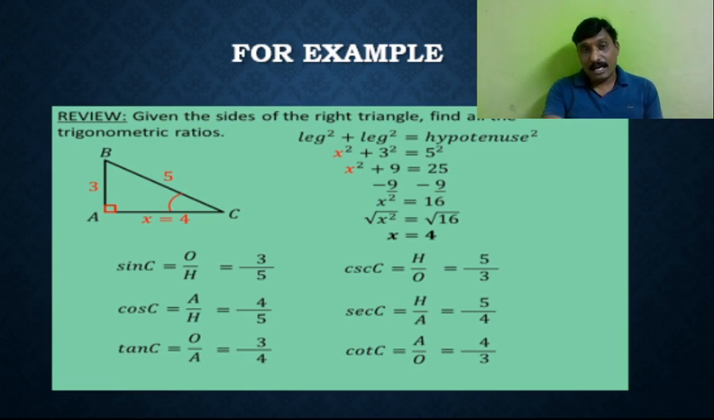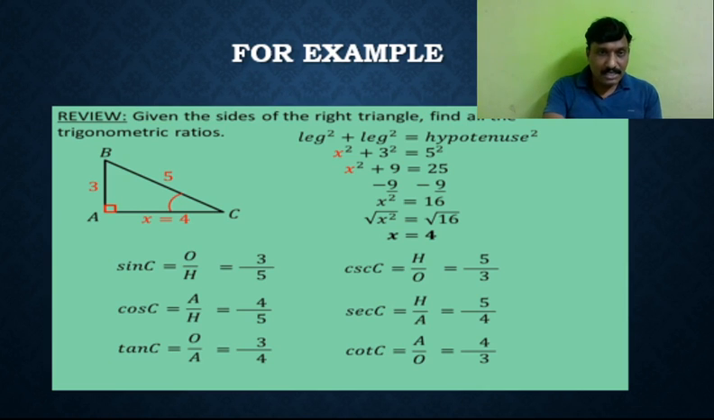Coming to cot, the reciprocal of tan, that is adjacent by opposite, that is 4 by 3. Secant C is equal to hypotenuse by adjacent, which is 5 by 4. Sec angle C is the hypotenuse by the adjacent side, 5 by 4. Cosecant angle C is hypotenuse by opposite, 5 by 3. So cosec C is H by O, that is hypotenuse by opposite, 5 by 3.